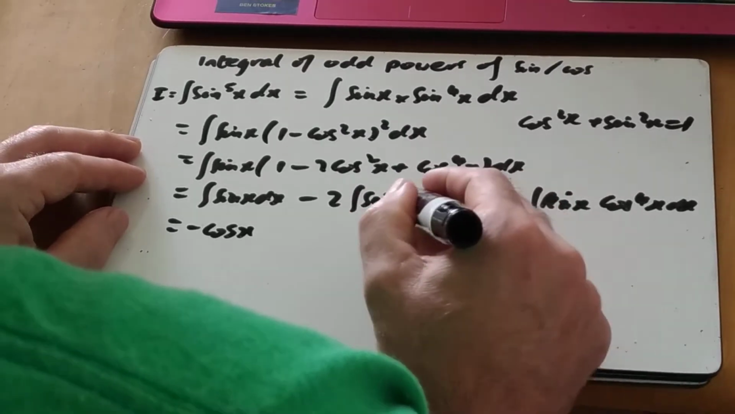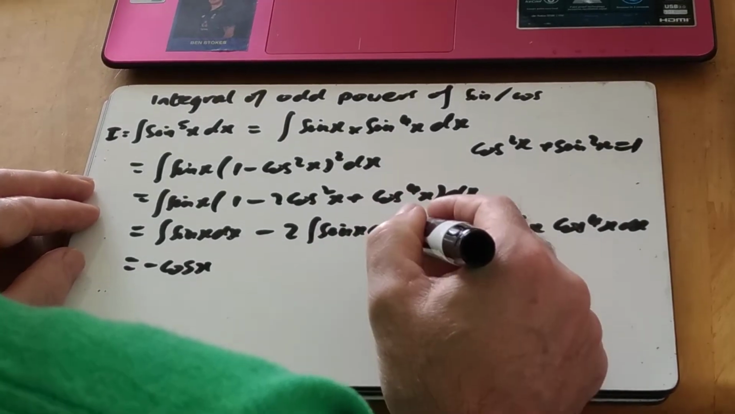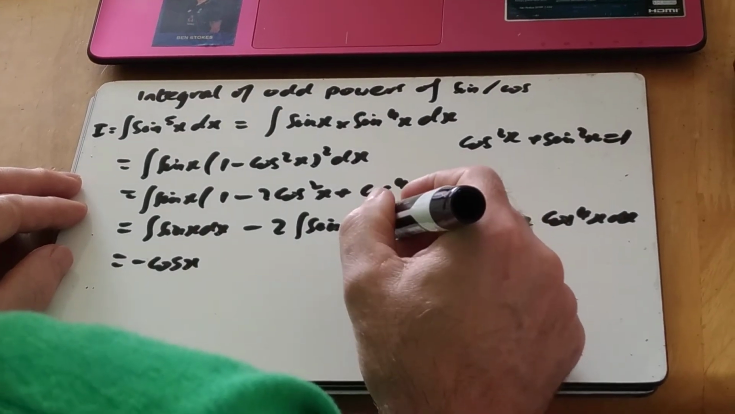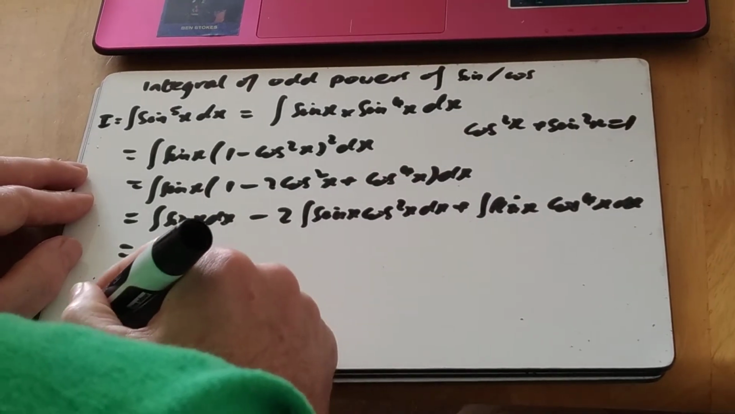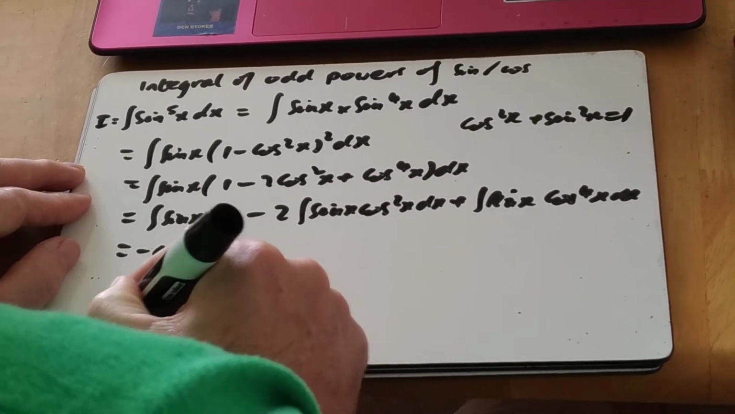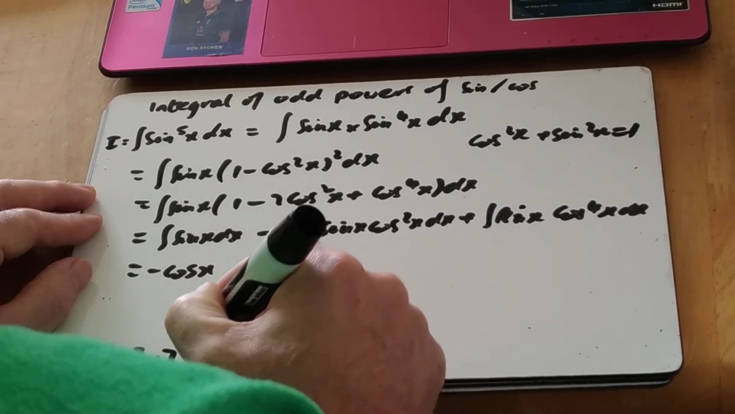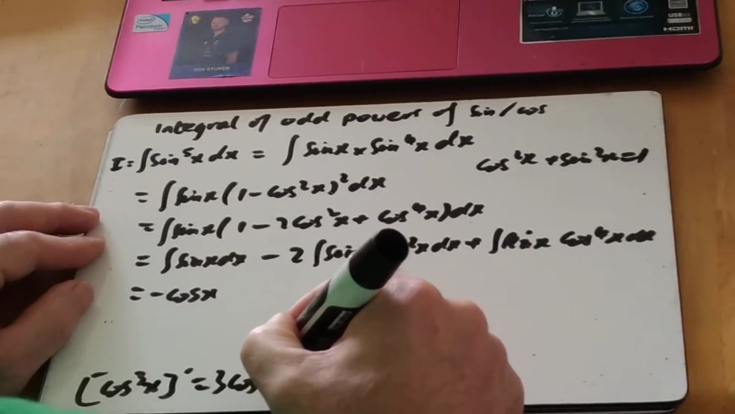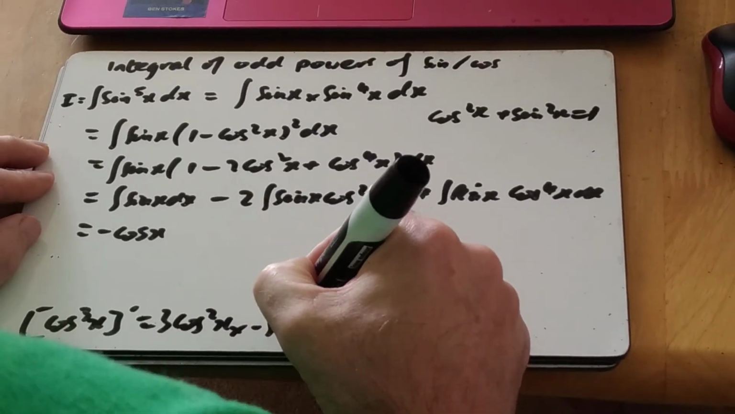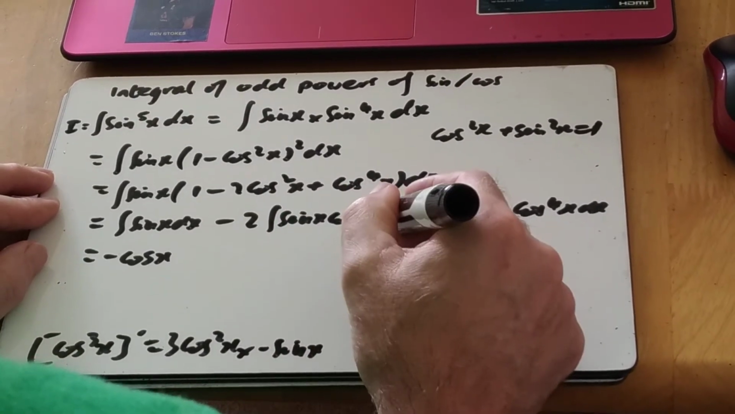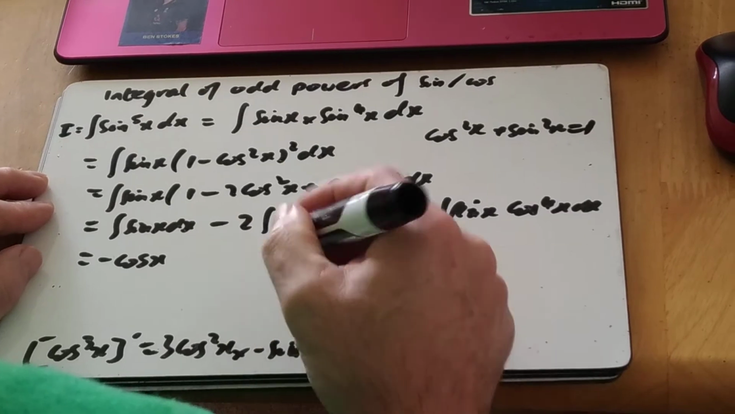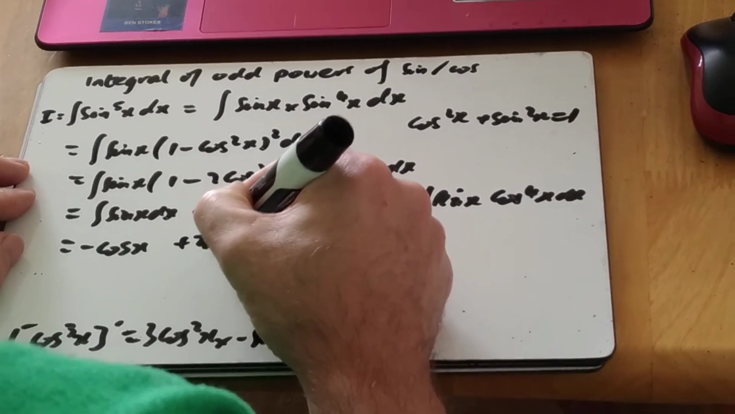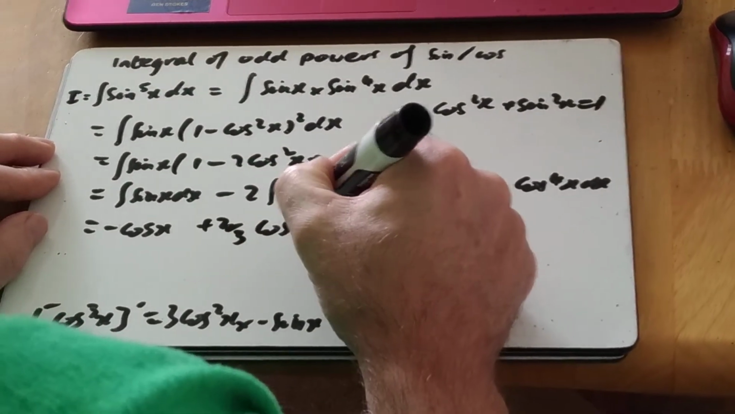Now, if I was to differentiate cos cubed x, let's have a look, I get 3 cos squared x times minus sine x. So I've got that term there, but I would end up having to divide by minus 3, so I end up with plus 2/3 cos cubed x.